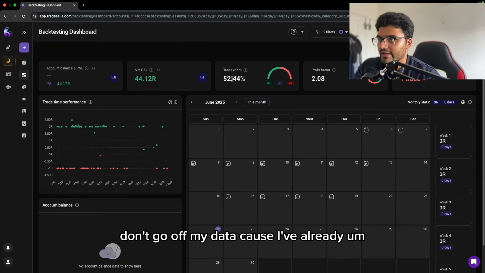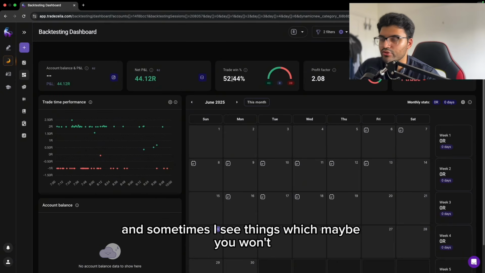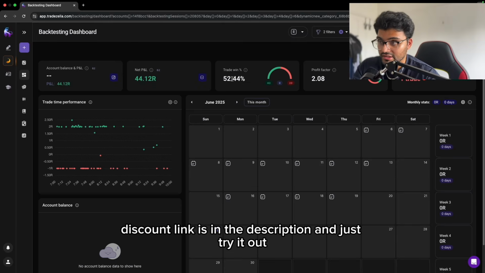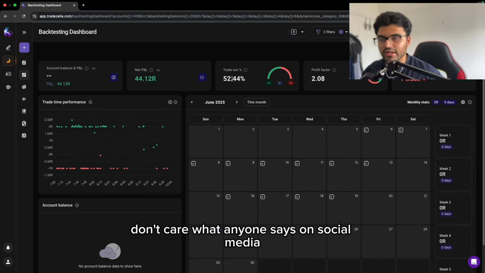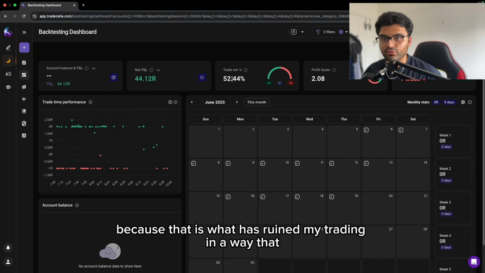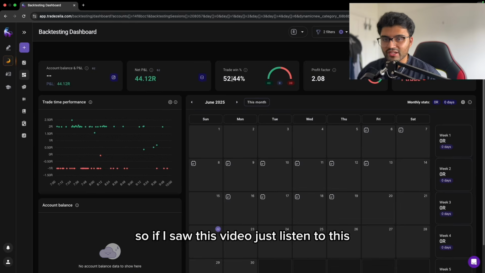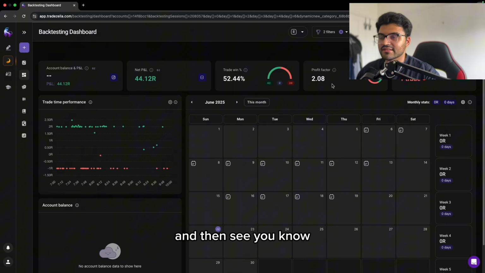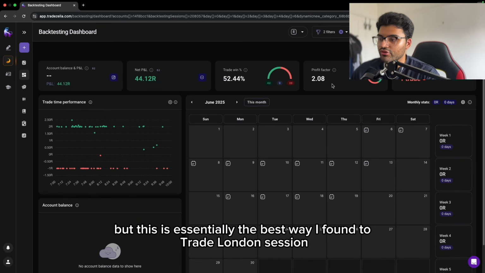Now, don't go off my data because I've already tested this in a certain way, and sometimes I see things which maybe you won't. So what I would recommend, go to FX Replay, TradeZella, one of these softwares. Discount link is in the description, and just try it out. Use a free trial, whatever. Backtest this strategy which I've told you in this video and avoid the noise. Don't care what anyone says on social media because that is what has ruined my trading, not ruined, but it's wasted a lot of time. So if you saw this video, just go and backtest the strategy and see the results for yourself, and then see if you like it, if you want to go forward with it. But this is essentially the best way I've found to trade London session.